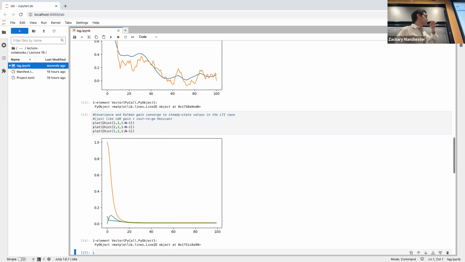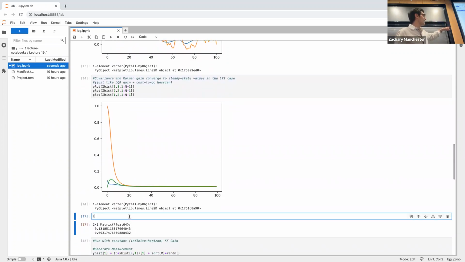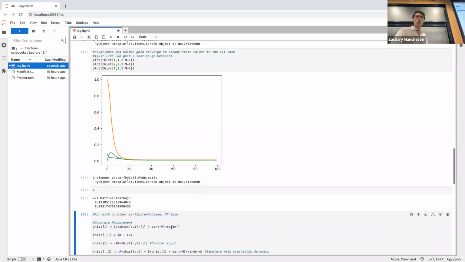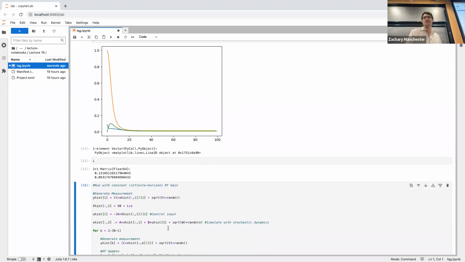So let's go ahead and try that. I'm going to take the last L at the end of this, where it's converged, and rerun that whole simulation with the constant gain instead of the time varying gain. And now that really simplifies the filter.